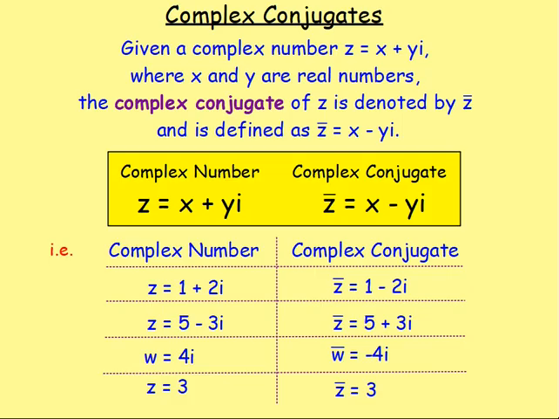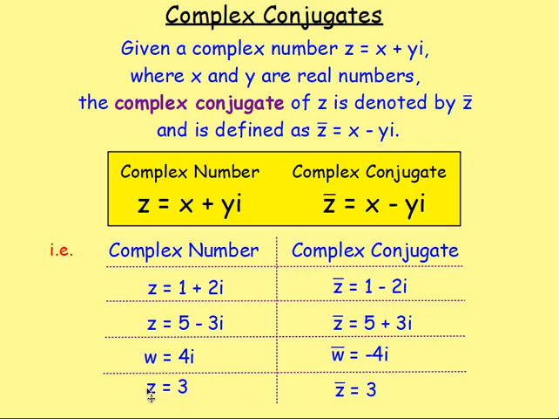We then looked at what is known as complex conjugates. The complex conjugate is denoted, instead of z, by z bar. If your complex number is x plus yi, the complex conjugate would be x take away yi. So you swap the sign of the imaginary part. Some examples here: the 2i would go to take away 2i. The take away 3i would go to plus 3i. The 4i here would go to take away 4i.